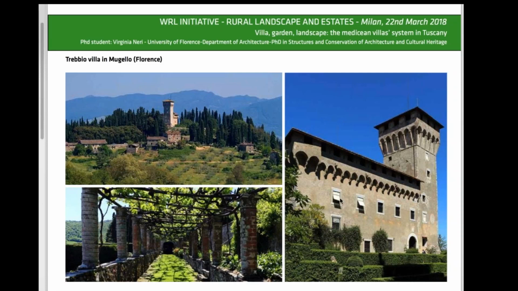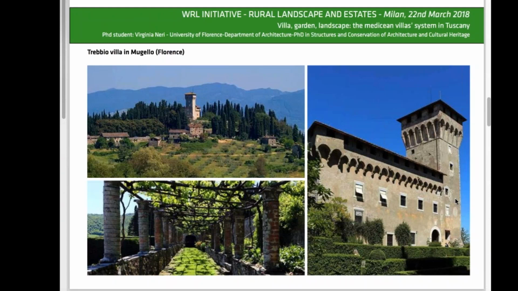The Trebbio Villa is an ancient one, and it was a medieval fortress. It stands at the top of a hill at about 450 meters, and it is not far from the road that connected Florence to Bologna. So it was very important also for communication. In fact, the toponym Trebbio seems to derive from a Latin word, trivium, which meant that there was an intersection of three routes since medieval times.